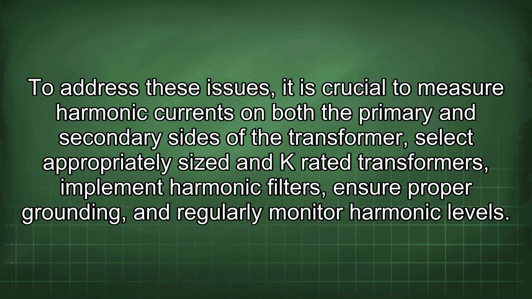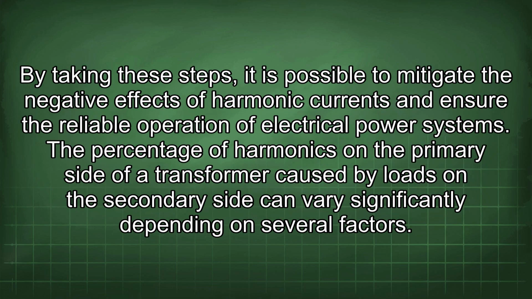To address these issues, it is crucial to measure harmonic currents on both the primary and secondary sides of the transformer, select appropriately sized NK-rated transformers, implement harmonic filters, ensure proper grounding, and regularly monitor harmonic levels. By taking these steps, it is possible to mitigate the negative effects of harmonic currents and ensure the reliable operation of electrical power systems.